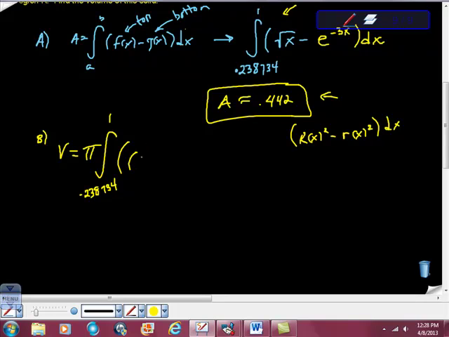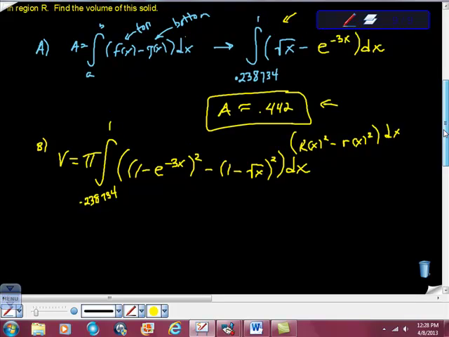So we have 1 minus e to the negative 3x squared, that's the outside radius, minus the inside radius, which is again 1 minus, in this case, square root x, squared. The whole thing is in terms of x, so I'm going to write dx. This is really important because you're going to get points for your integrand here. You got to have both radiuses here, and I'm looking at the scoring guide, and if you don't put both radiuses, you're going to lose one of your points, and this is out of 3 points.